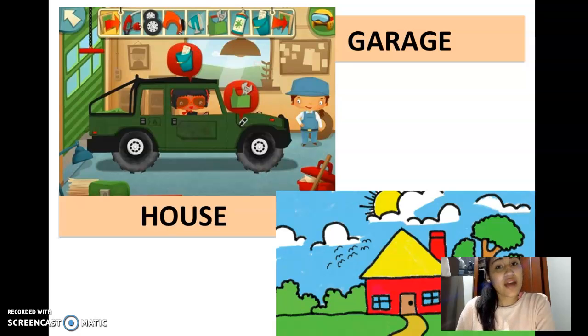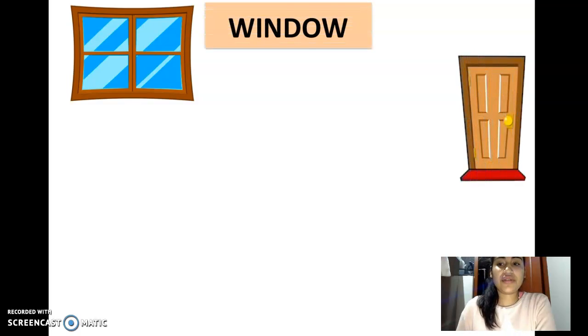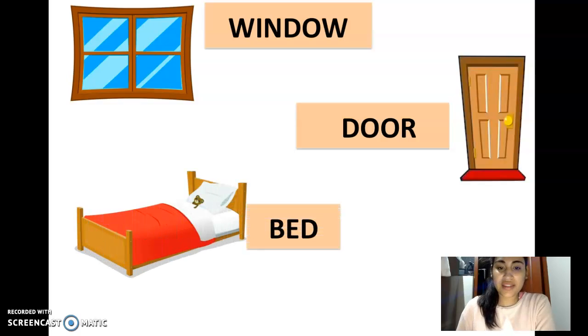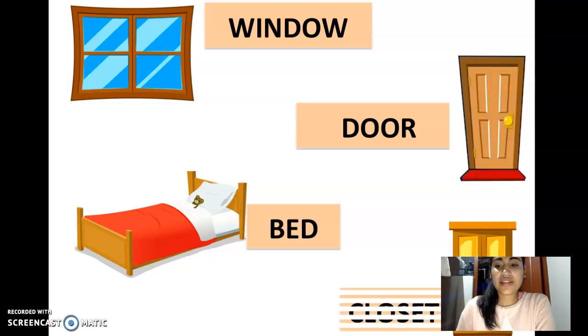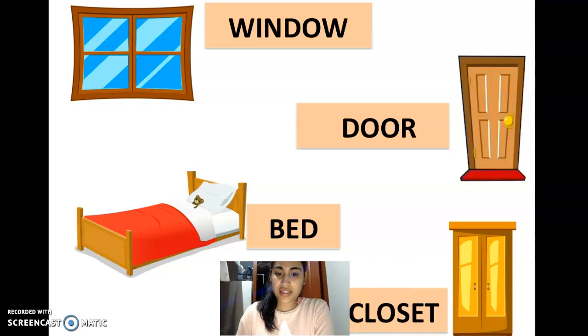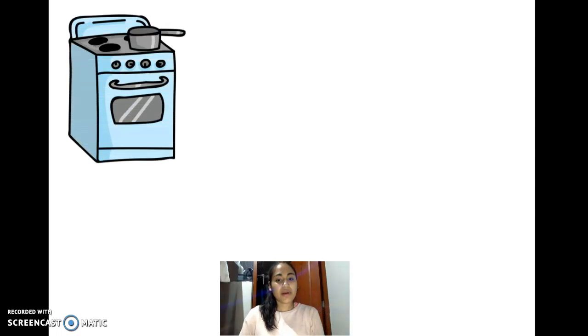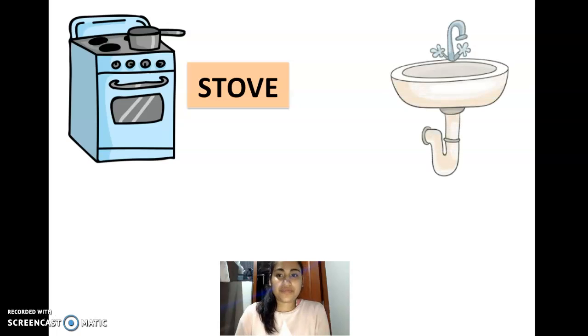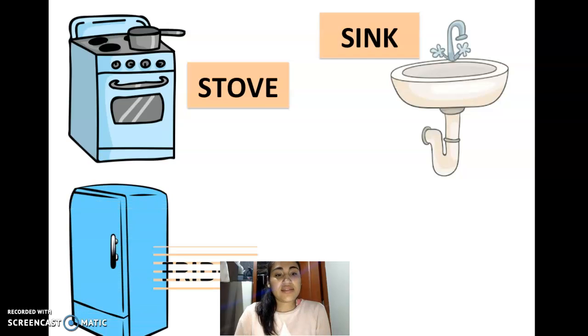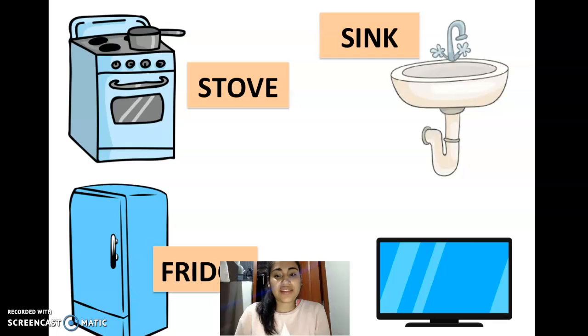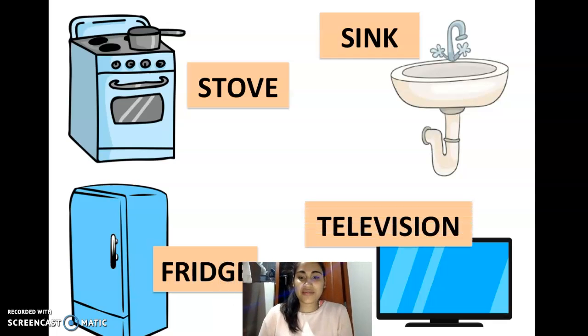Very good. Okay, now let's remember the furniture. So we have here, do you remember? This is a window. Very good. This is a door. That's right. What about this? Bed. Excellent. And this is a closet. Very good. I don't know if you can appreciate it. Yes. Now, what about this? Stove. This one, sink. That's right. This, the fridge. Excellent. And this is the television. That's right. We have it.